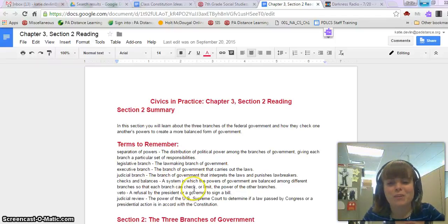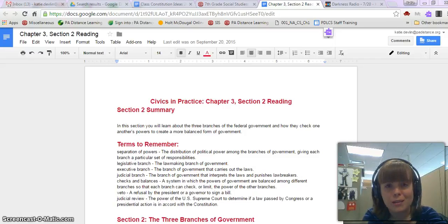So this is a reading of Chapter 3, Section 2 for 7th grade Social Studies, Section 2 Summary. In this section, you'll learn about the three branches of the federal government and how they check one another's powers to create a more balanced form of government. So today's lesson is a lot about checks and balances, which I hope is something you've heard about before.